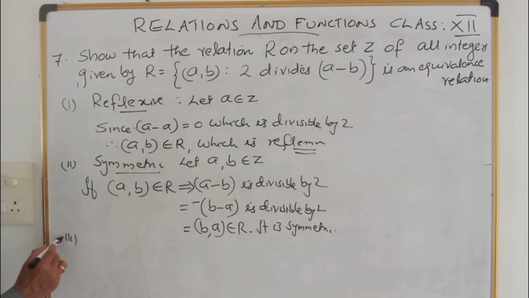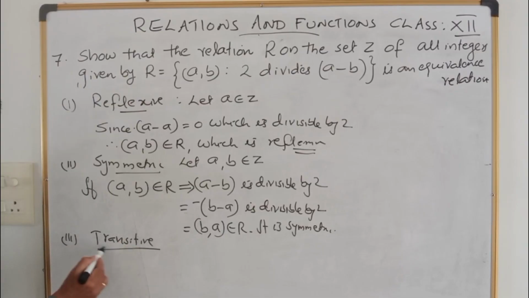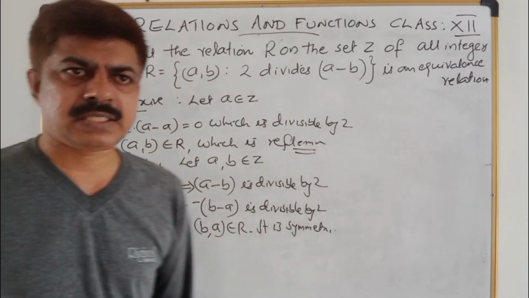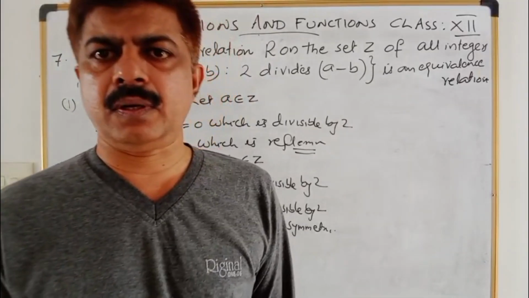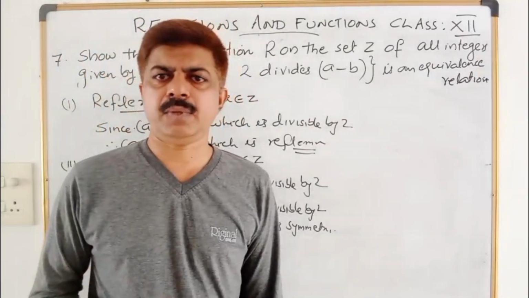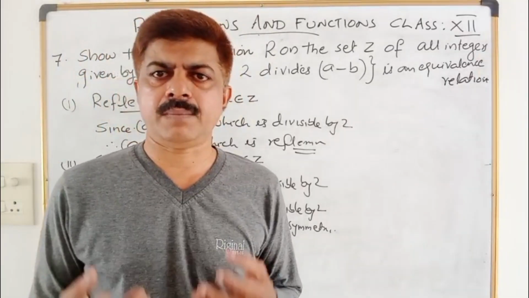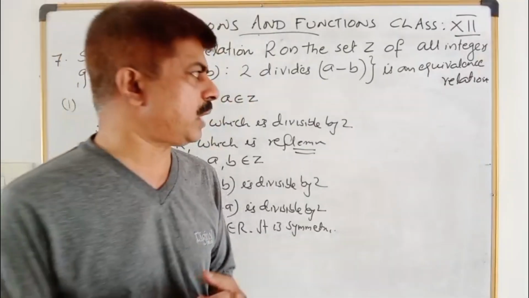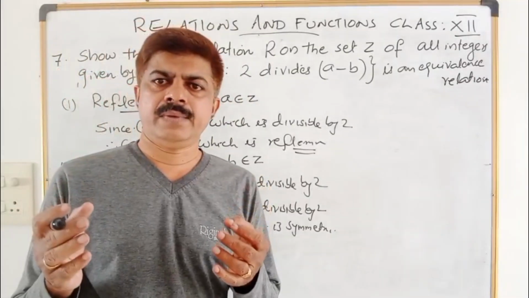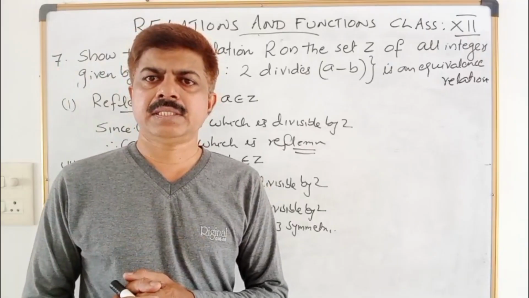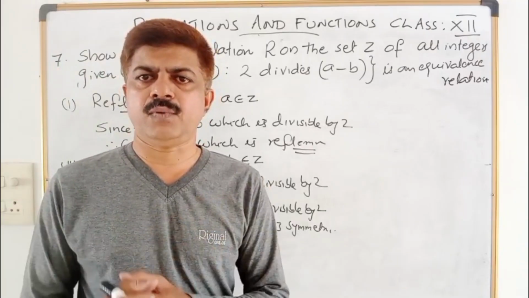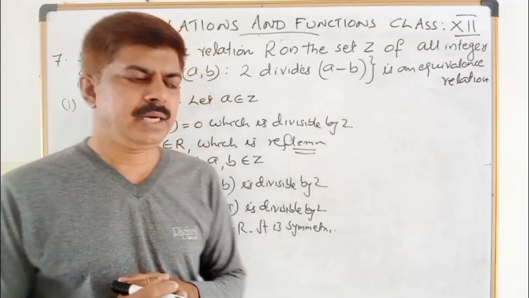Now the third property, what is transitive? Okay, transitive. We have to check whether it is transitive or not. For a transitive relation, we know the property: (A, B) belongs to R and (B, C) belongs to R implies (A, C) belongs to R. Suppose 4 and 12: 4 minus 12 is divisible by 2. 12 and 20: it is divisible by 2. Definitely 4 and 20: 4 minus 20 will be divisible by 2.